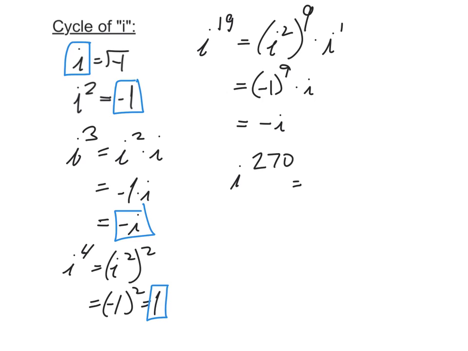If we had i to the 270th, that's the same as i squared to the 135th, because 2 times 135 is 270. So there's no extra i's. And negative 1 to an odd power is going to be negative 1. And that's a good way to go about simplifying the cycles of i.